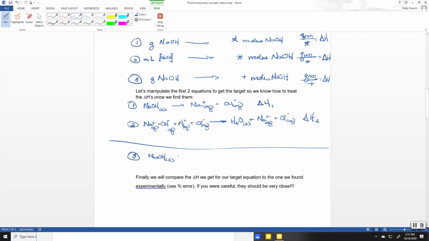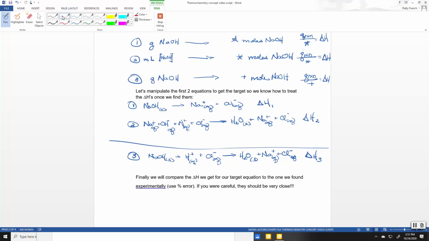Our target equation is NaOH solid plus hydrochloric acid aqueous yields water and Na plus and Cl minus. And we want to make sure that our delta H3 is going to be equal to whatever we have to do to delta H1 and 2. Okay, so let's figure out how we're going to do this.